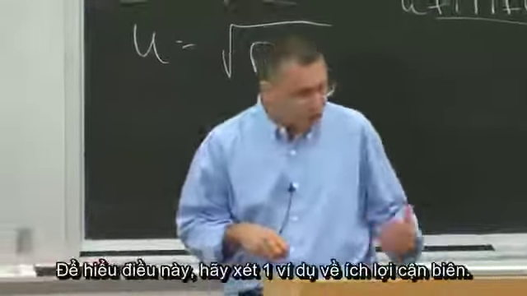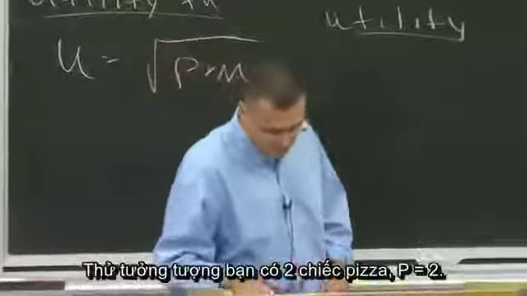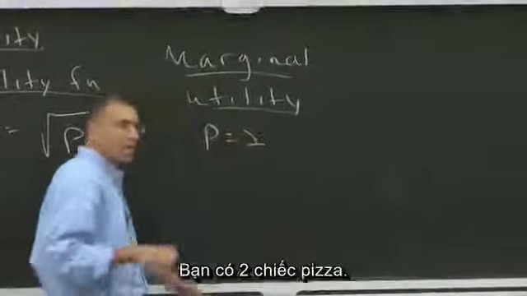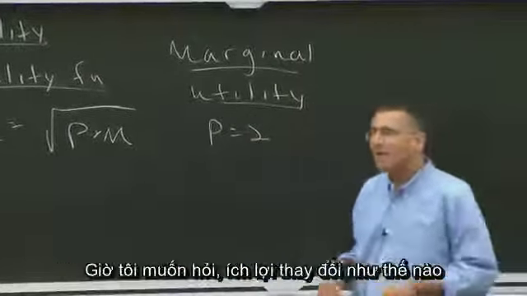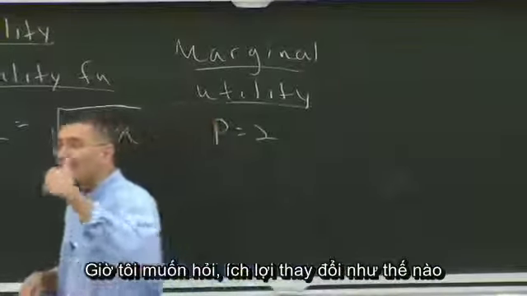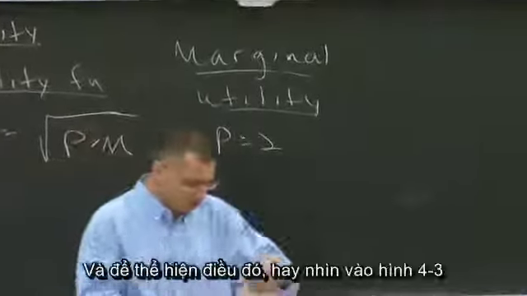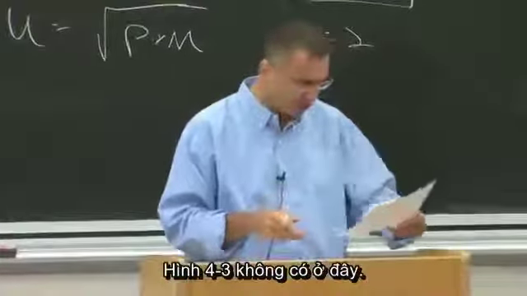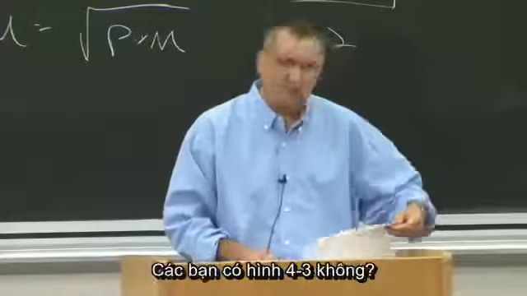Okay? So to see this, let's do an example of marginal utility. Imagine for a moment that you have 2 pizzas. P equals 2. You got 2 pizzas, they're there. Your roommate's got them or something. Okay? Now I want to ask, how does your utility change as you see additional movies? And to show that, let's look at figure 4.3, which isn't here. Whoops. There's no figure 4.3. Do you guys have figure 4.3?